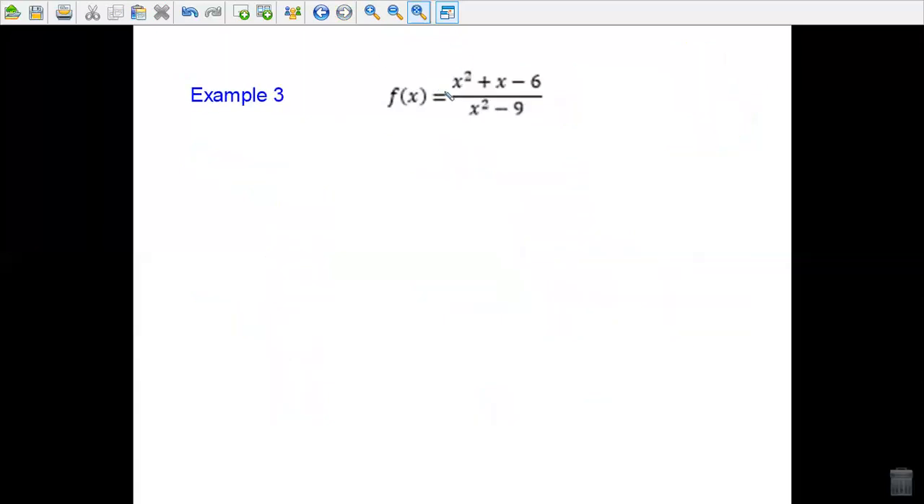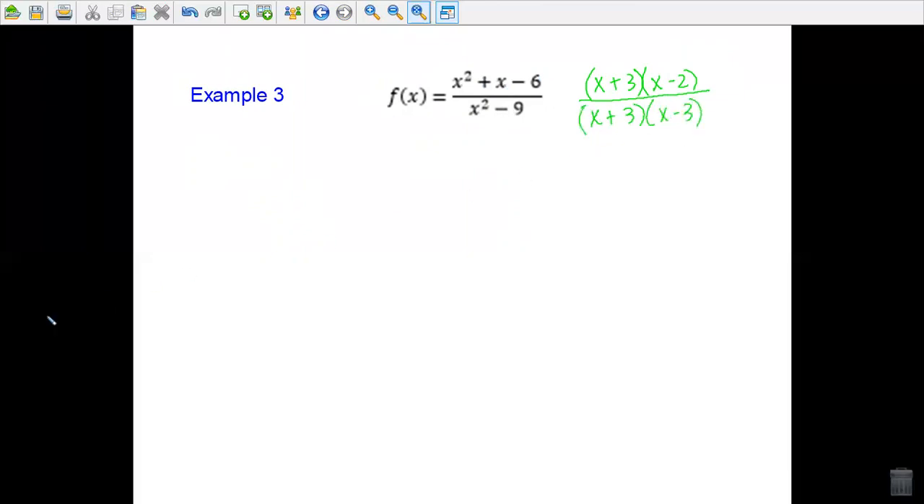Up top, I want to multiply to a -6, but add to a 1. So that's going to be 3 and 2, and I need 1 positive, 1 negative to get to a -6. And then I want to add to 1, so the bigger number stays positive. So that means I have an x plus 3 and an x minus 2. On the bottom, we have x squared minus 9, so we can do difference of squares. So that becomes x plus 3, x minus 3.